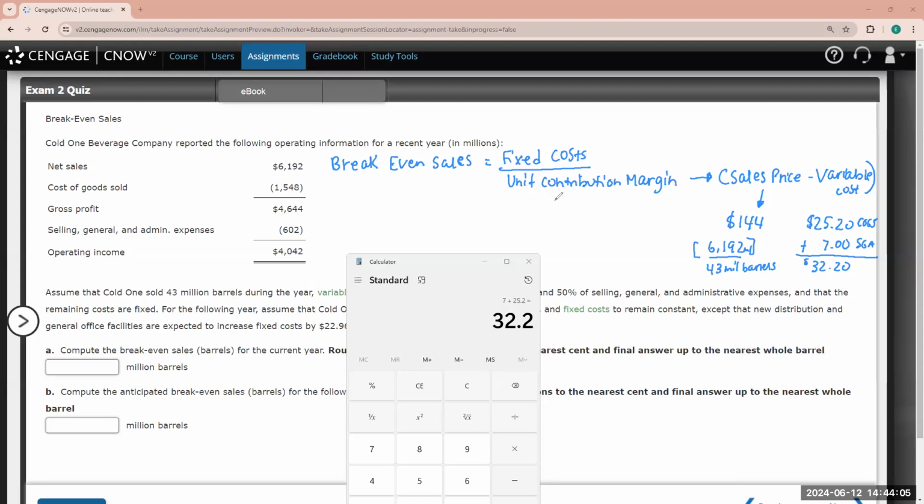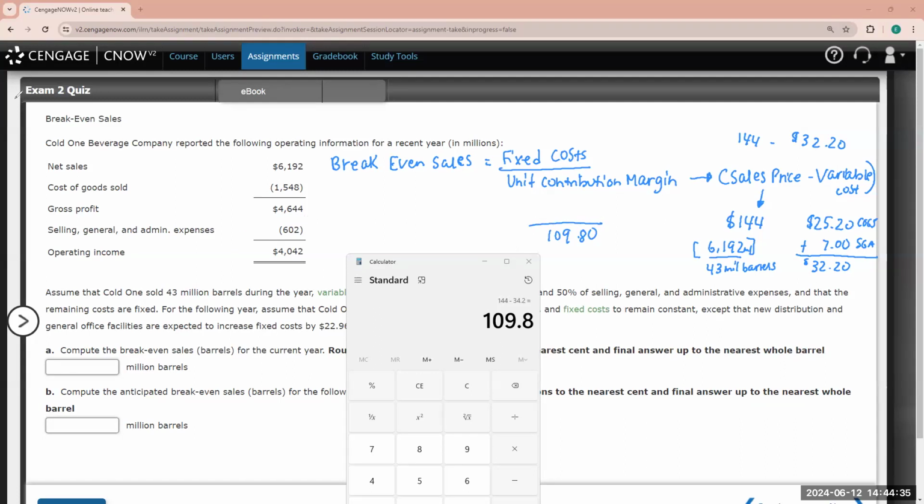So now our unit contribution margin is the sales price of $144 minus our total variable cost of $32.20. So when we do the math, we get a unit contribution margin of $109.80. And then the next thing is we need to determine, well, what is our fixed cost?